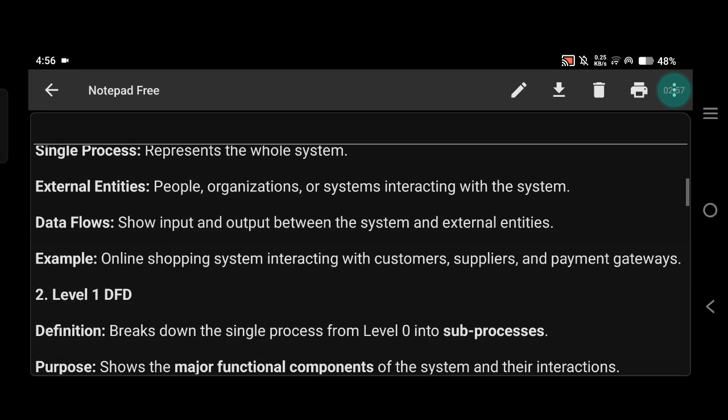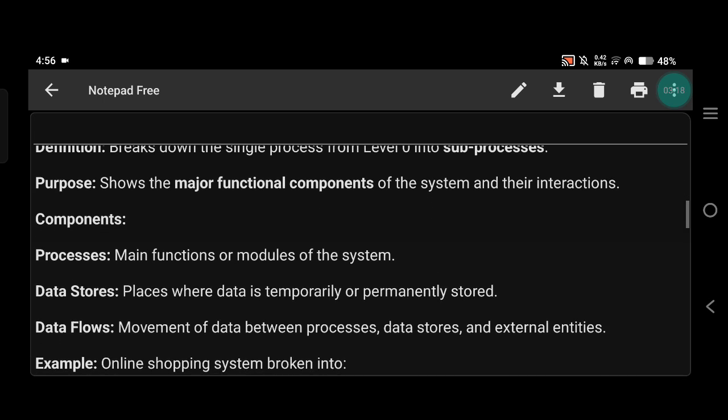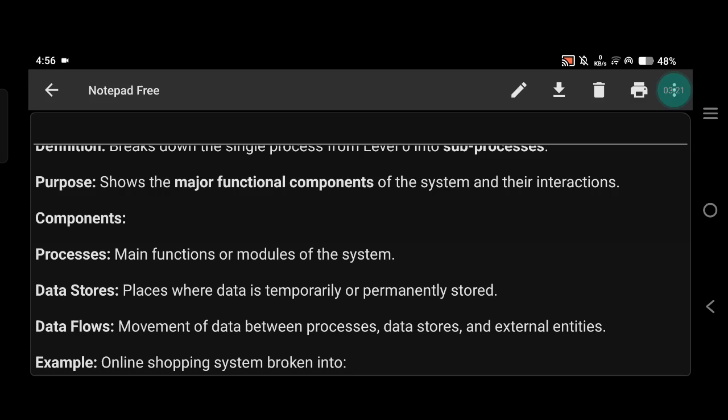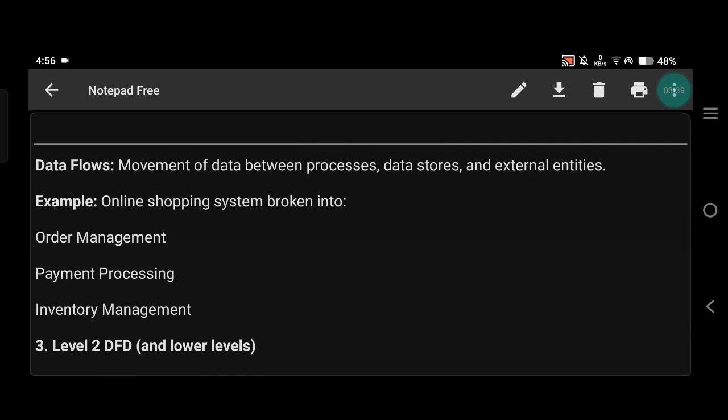So second is level 1 DFD. Definition: breaks down the single process from level 0 into sub processes. Purpose: shows the major functional components of the system and their interactions. Components: processes, main functions, or modules of the system. Then data stores: places where data is temporarily or permanently stored. Data flows: movement of data between processes, data stores, and external entities. Example: online shopping system broken into order management, payment processing, inventory management.